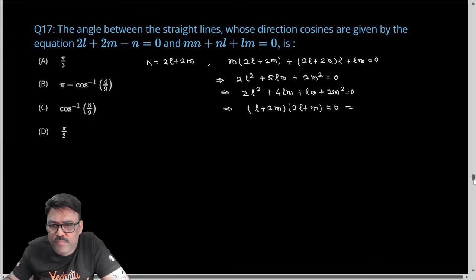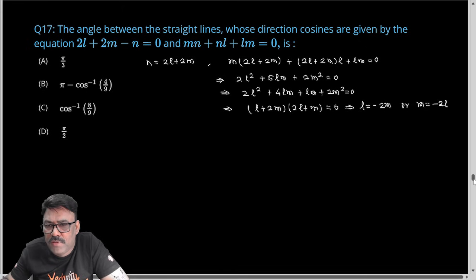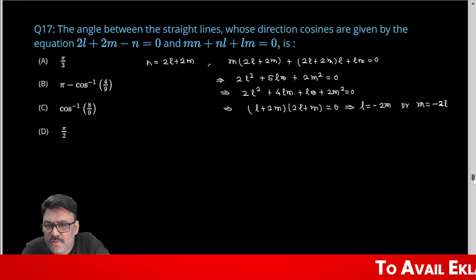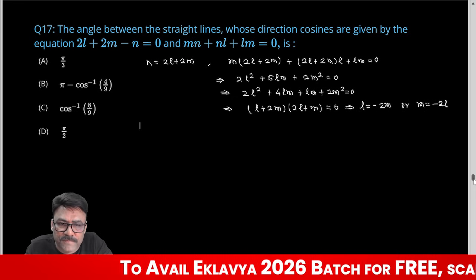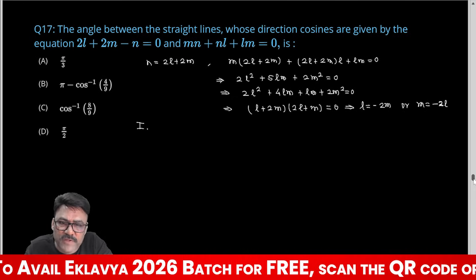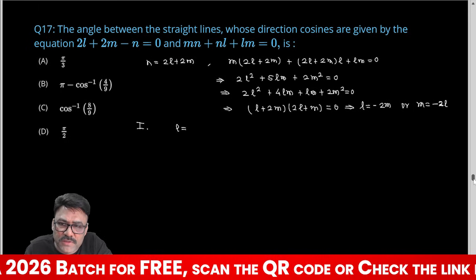So you are getting two possibilities. You are getting either L is equal to minus 2M or M is equal to minus 2L. Two possibilities. So these two possibilities will give you two sets of direction cosines one by one. So if I take the first possibility, L is equal to minus 2M.